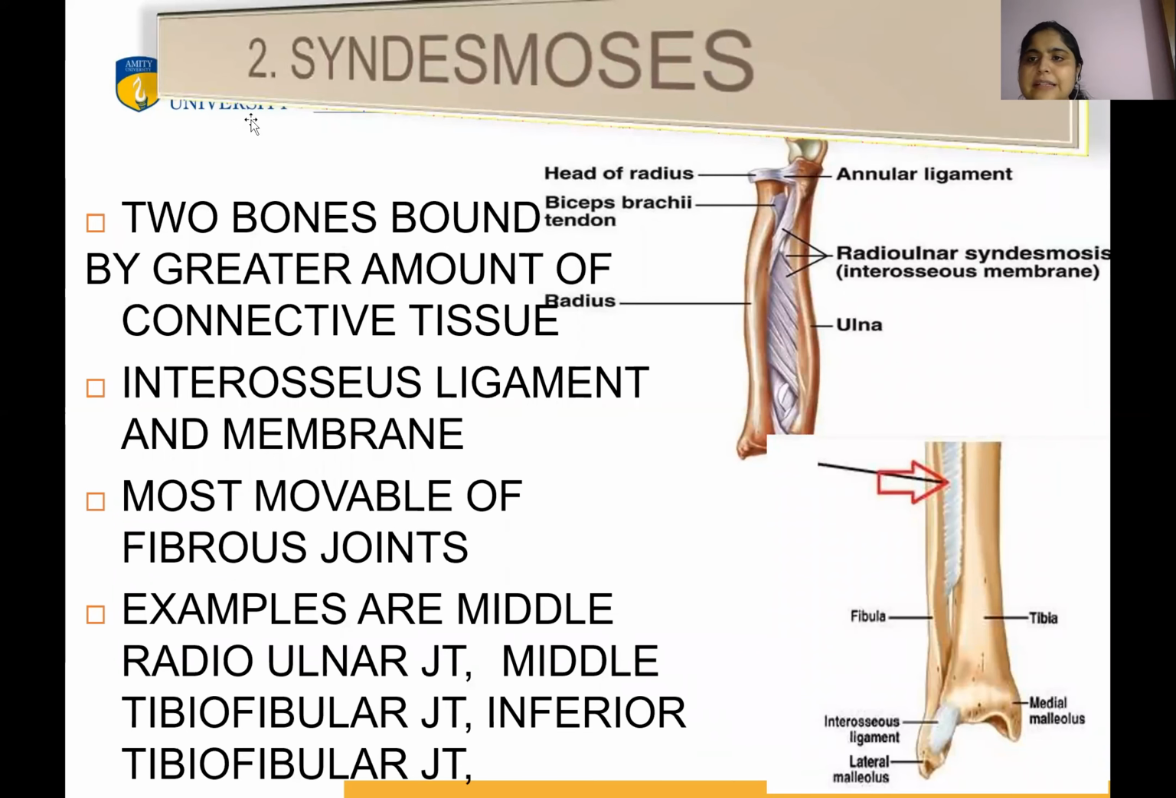Syndesmosis is the second classification of fibrous joints. It has two bones bound by a greater amount of connective tissue. It has an interosseous ligament and membrane. It is the most movable of the fibrous joints. Examples are the middle radioulnar joint, middle tibiofibular joint, and inferior tibiofibular joint.